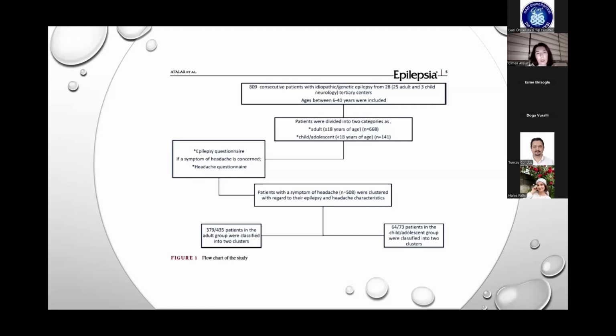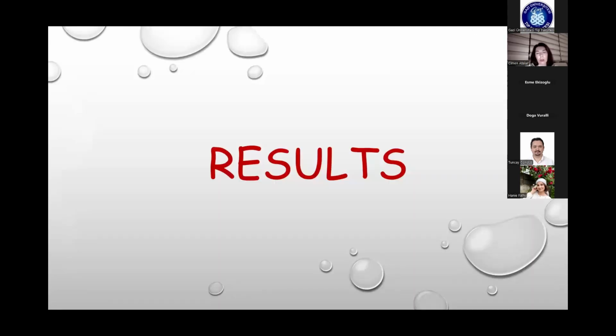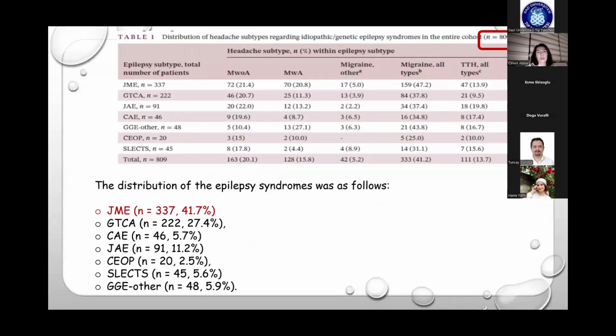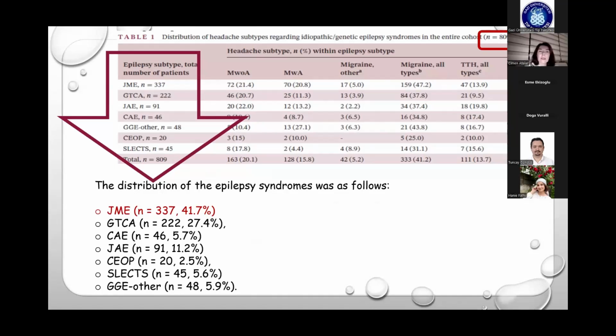This is the flow chart. I'll pass this now to quickly summarize. And this is the distribution of the epilepsy syndromes. The majority of the patients had juvenile myoclonic epilepsy, about 337 patients, 41.7% of all patients, followed by generalized tonic-clonic epilepsy and childhood absence epilepsy and the other epilepsies, as you see.